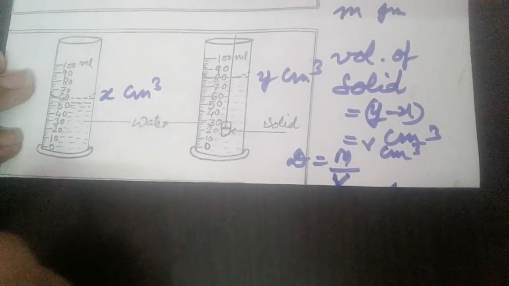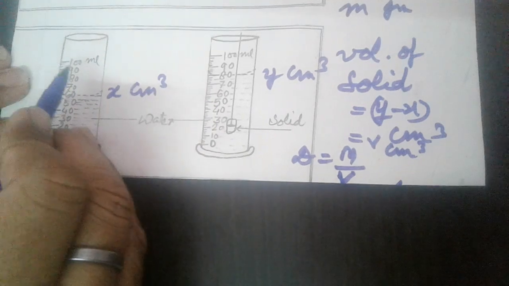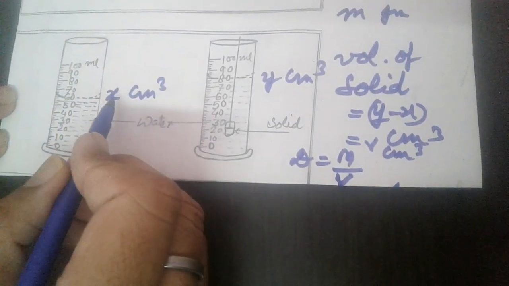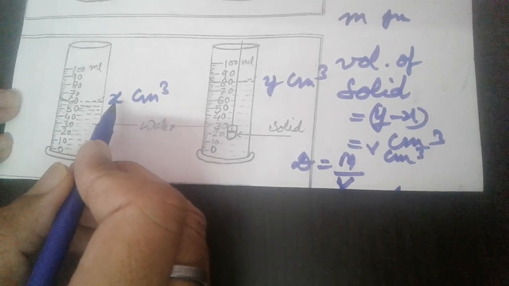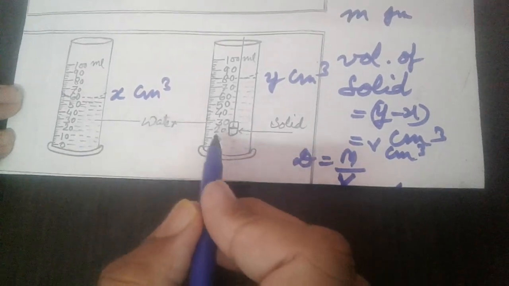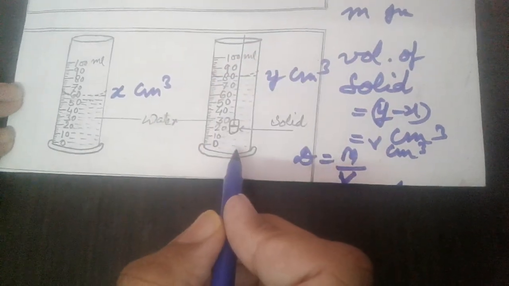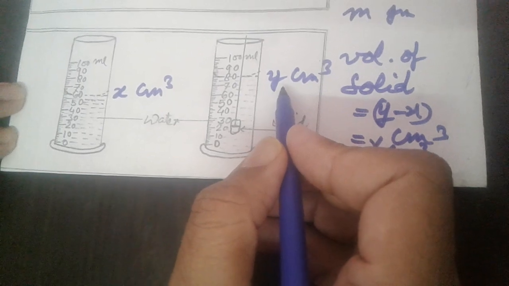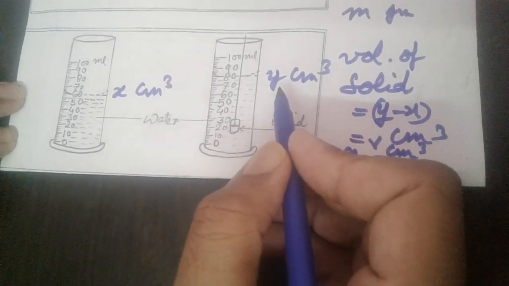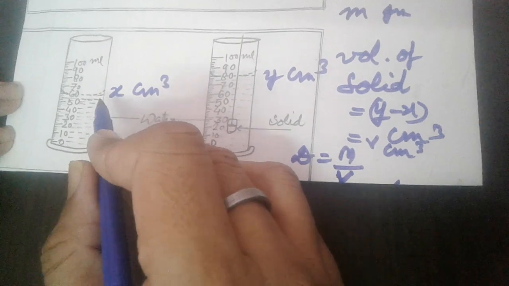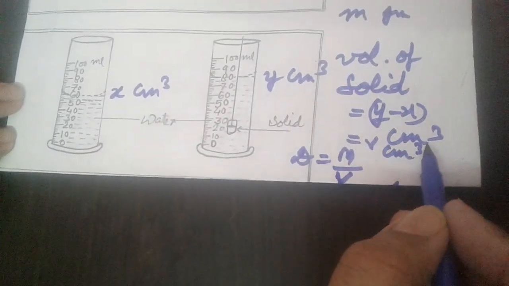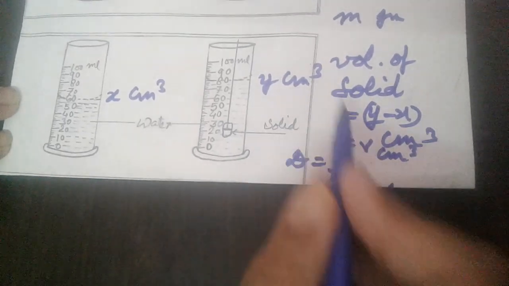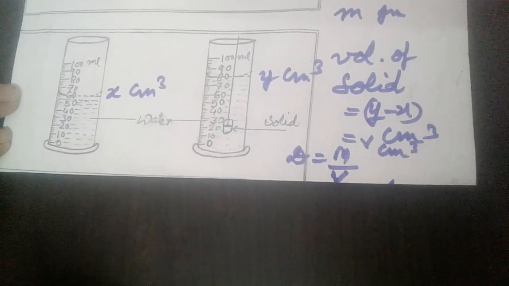For finding volume, we pour some water in this measuring cylinder. Let it be x centimeter cube. Now tie the given solid and immerse in water completely. Now let the new volume will be y centimeter cube. So for finding volume of solid, what we will do? Y minus x. Y minus x centimeter cube. Suppose this is V centimeter cube. So density will be mass upon volume.